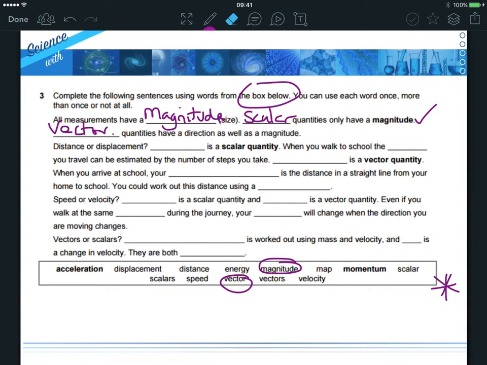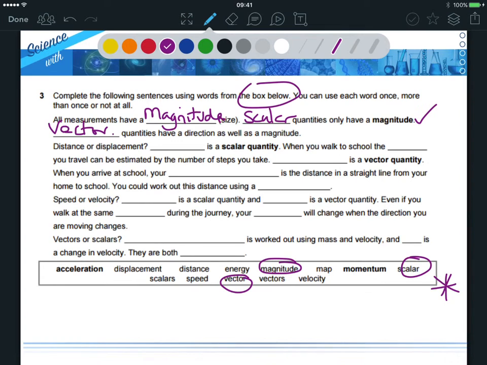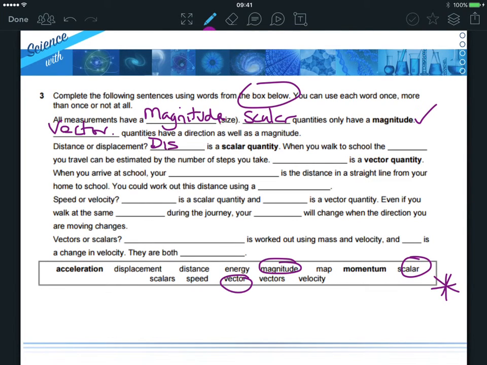Just noticed here that it says scalars, and we wanted scalar, not that it matters because you can use the words more than once. Okay, distance or displacement? Blank is a scalar quantity. Well, that sentence must be referring to these words before. So out of distance and displacement, which one is the scalar? And it's distance. So distance is a scalar quantity. When you walk to school, the blank you travel can be estimated by the number of steps you take. I think that probably is distance again. The distance you travel can be estimated by the number of steps you take.